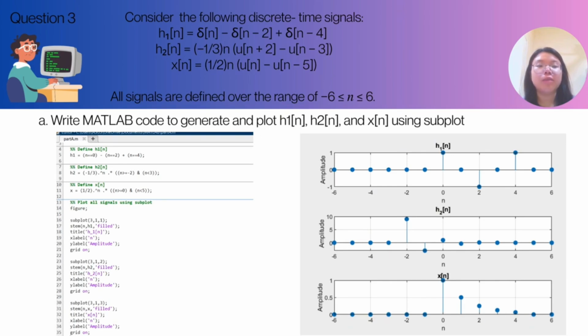In the MATLAB code, we implement the unit step function using an anonymous function, then apply it to create each signal. The subplot command allows us to see all 3 signals stacked vertically for easy comparison.